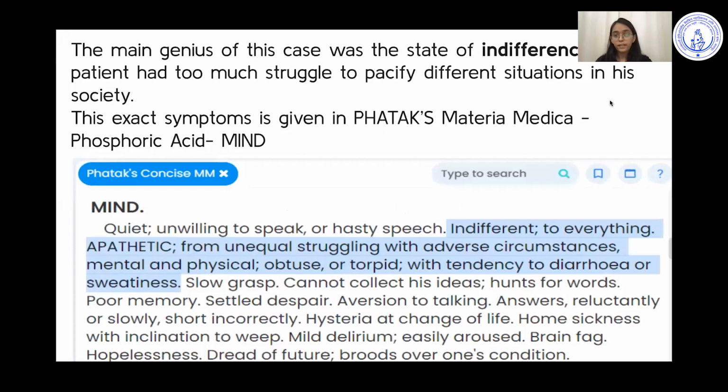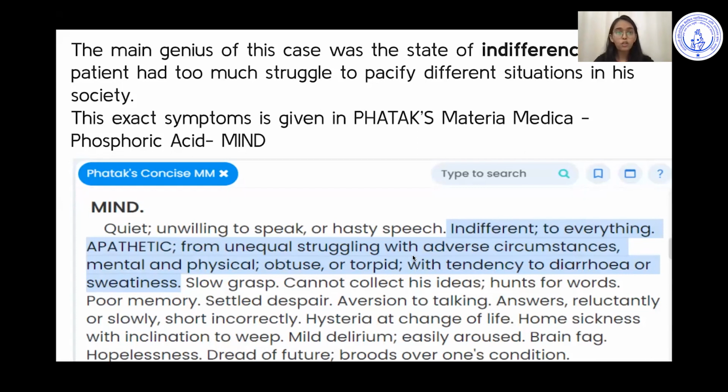So this mental state that came up, that he is in an indifferent state, because there are a lot of adverse circumstances, there is struggle for him, and he is now left apathetic. This exact line is what you find in Phosphoric acid in the Phatak repertory under the mind section: indifferent to everything, apathetic from unequal struggling. This is the unequal struggling that was happening in and around him. One way he has to focus on his family and wife, another way he has to focus on the society. And because of this, he is now in a state of indifference and apathy.